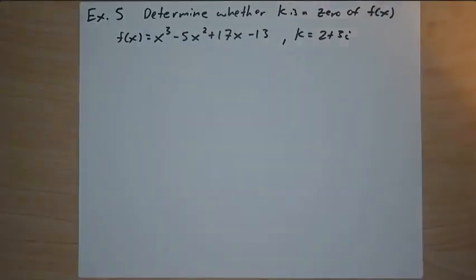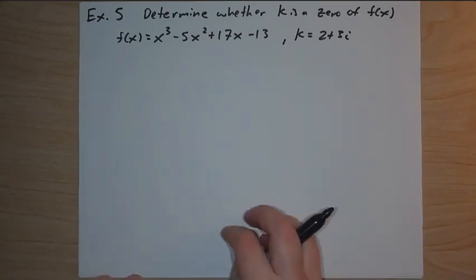This is Lab 23, Example 5. We want to determine whether k is a zero of f of x. We have f of x is equal to x cubed minus 5x squared plus 17x minus 13, and k is equal to 2 plus 3i. This is a complex number.